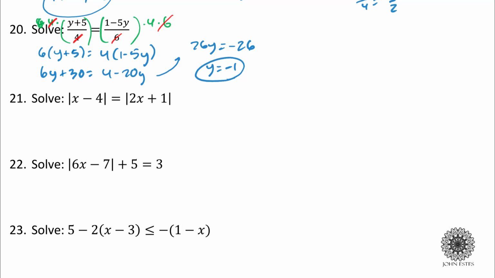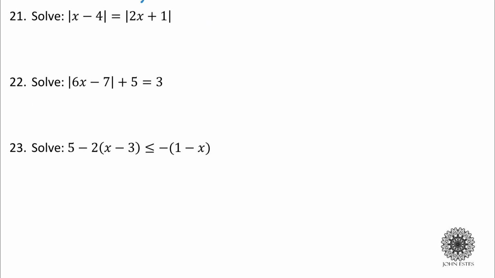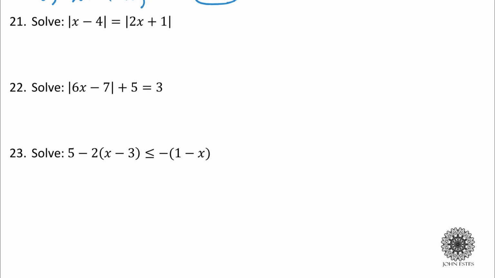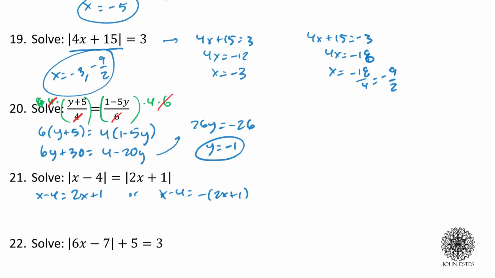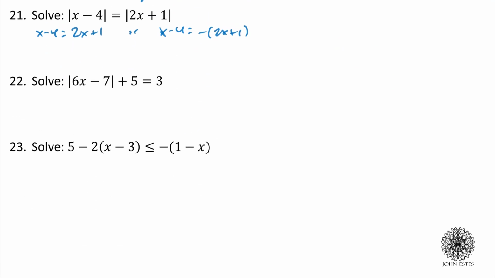Alright, now looking at number 21, this is an absolute value situation again. And this time we have two absolute values, but don't worry, it's not too bad. When you drop your absolute value, you need to consider x minus 4 equals a positive 2x plus 1, or x minus 4 equals a negative times 2x plus 1. The reasoning is the same as before. Here, when it was equal to 3, I had to consider positive and negative 3. And now at 21, it's the same situation.